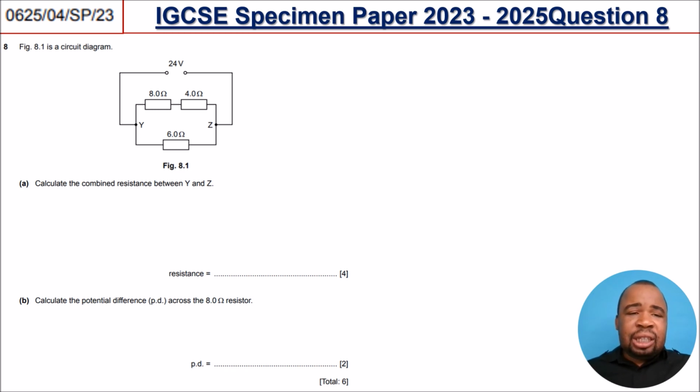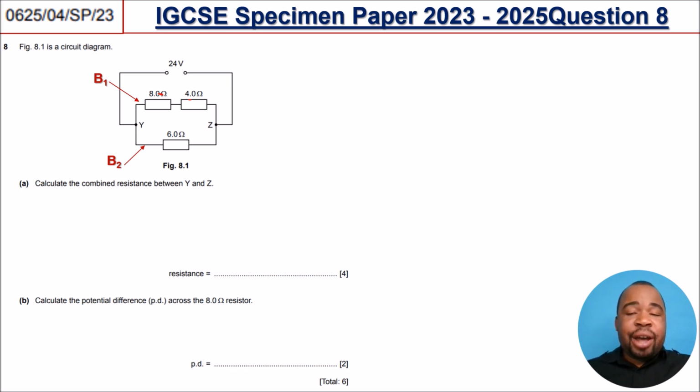Now the first thing is, if we want to find the combined resistance in a composite circuit, we analyze it branch by branch. So you can see that from point Y, there is the top branch, which has two resistors. Those two resistors are in series. The 8 ohm resistor and the 4 ohm resistor are in series. However, they are in parallel with the branch B, which is a 6 ohm resistor.